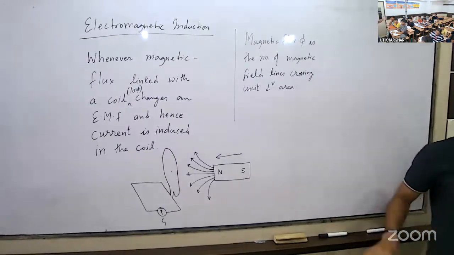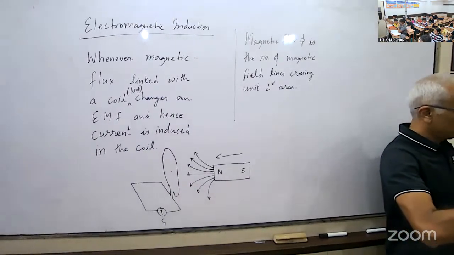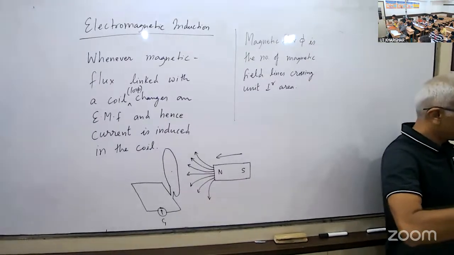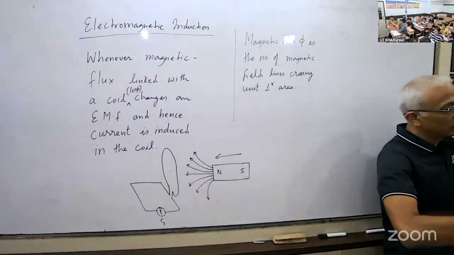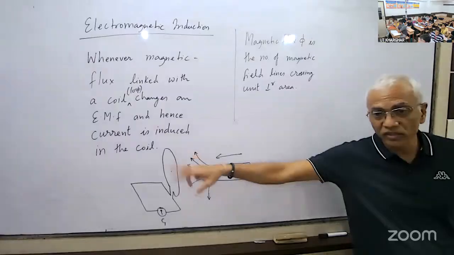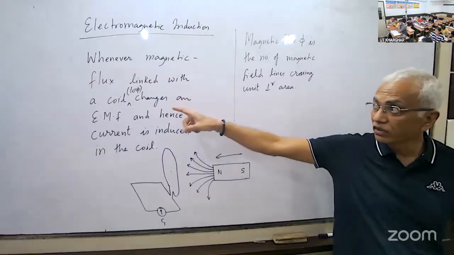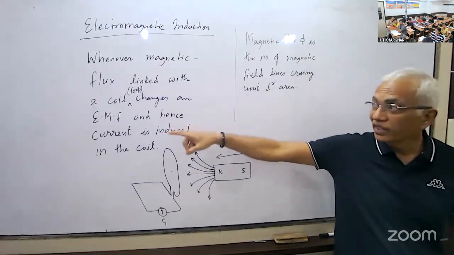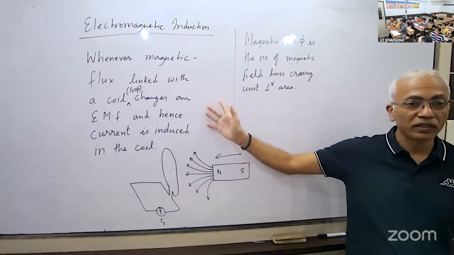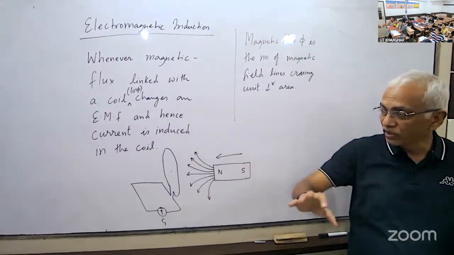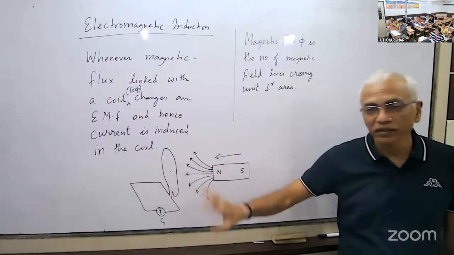Like if this is the area, so let us say when the coil is like this, these two lines will pass for sure, but when I come closer, all four will pass through. But when I am far away, these upper and lower lines will miss the loop. So this is the meaning. Whenever magnetic flux linked with a coil changes, an EMF and hence current is induced in the coil. This process is called electromagnetic induction. So all you need to do is change the magnetic flux through the coil to produce current in it.